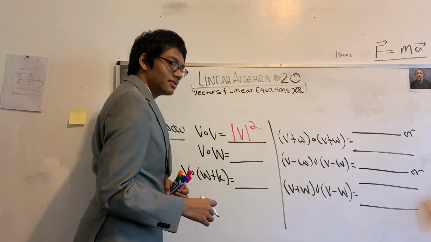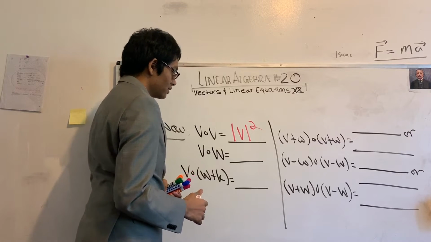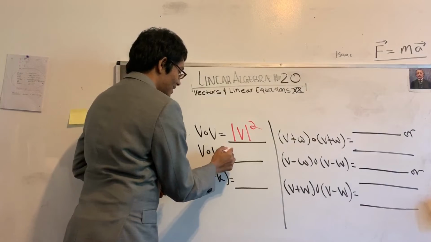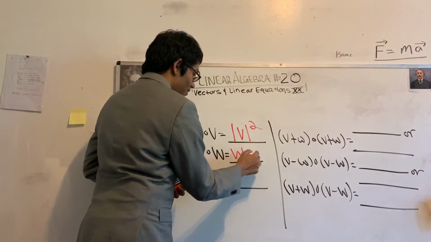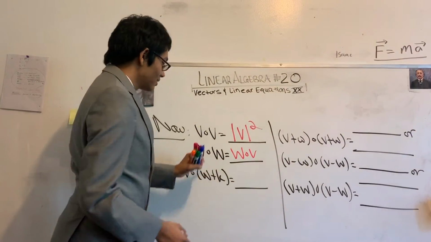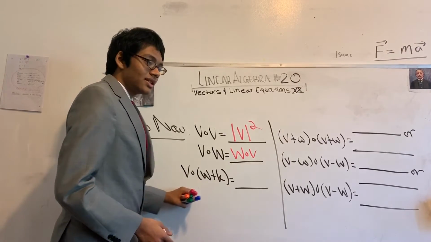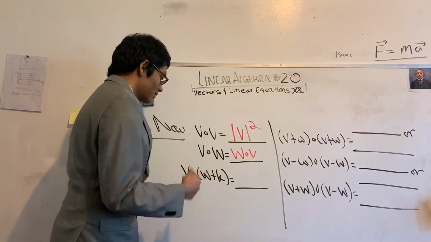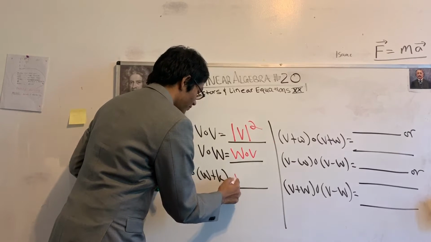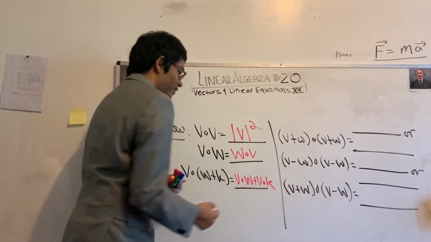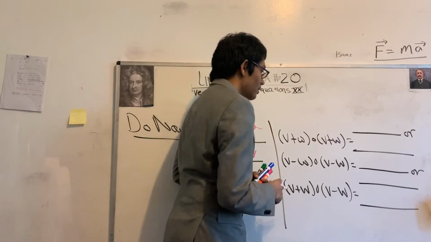The commutative property. Oh, v dot w. Okay, just switch around the dot product, w dot v. Yeah. And the last one is just a simple example. Distributive property. So v dot w plus v dot k. Okay, very easy. I'll answer the most complicated. Okay.